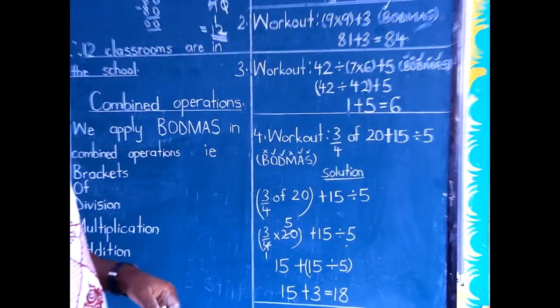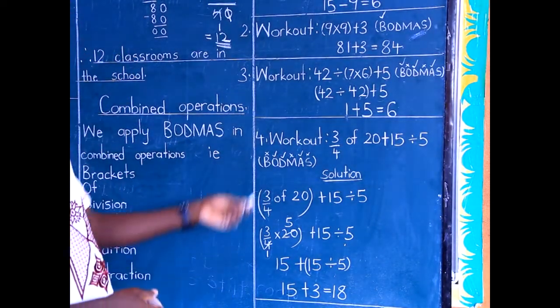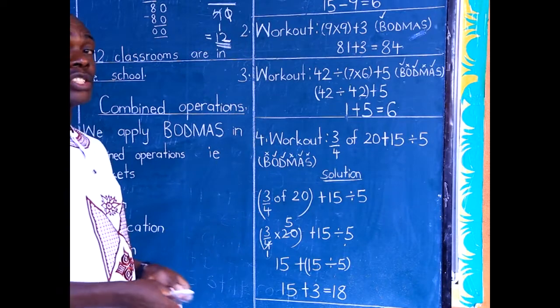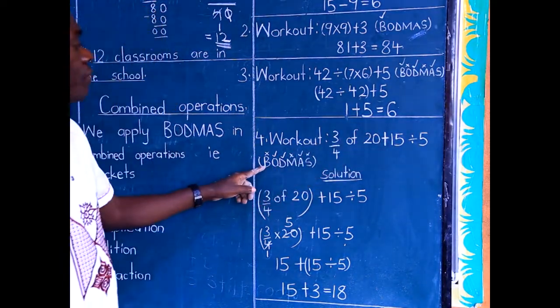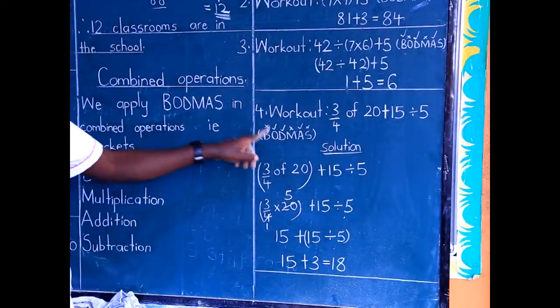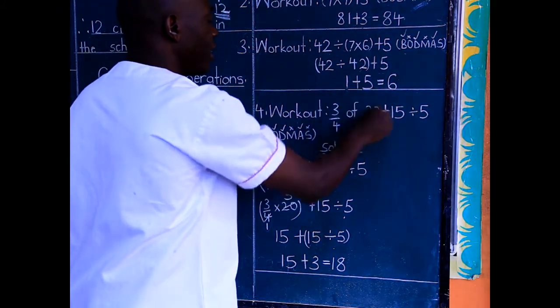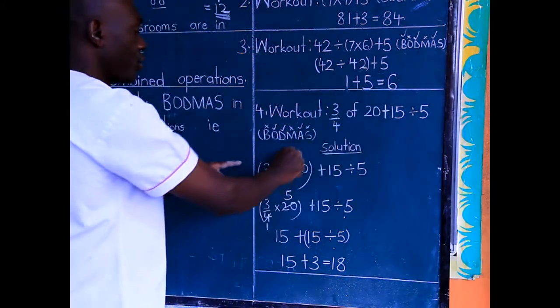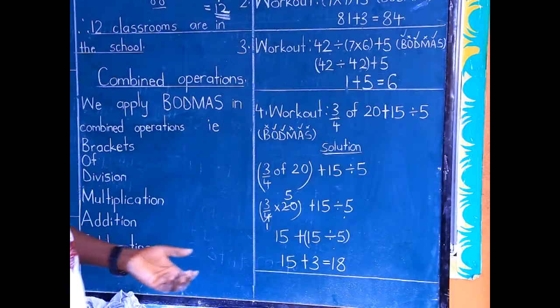Don't go into a puzzled style. Please do write the word BODMAS. You must write it and follow it and say, in this statement, do I have brackets? No. Put that cross. Do I have of? Yes. Meaning I'm going to start with where of is. That's why here we put it in brackets and start with of.